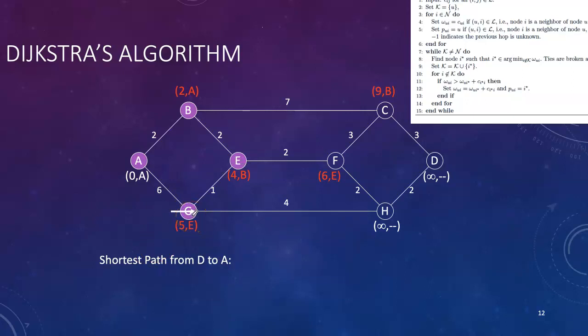So G is included. Now we can update the cost of H, for example, to 9. And now let's include the next one, F, because it has the smallest cost. And we can then update, let's see, the cost of C does not change. The cost of H is going to be reduced to 8. And now that this is 8, the next node to include in kappa will be H.